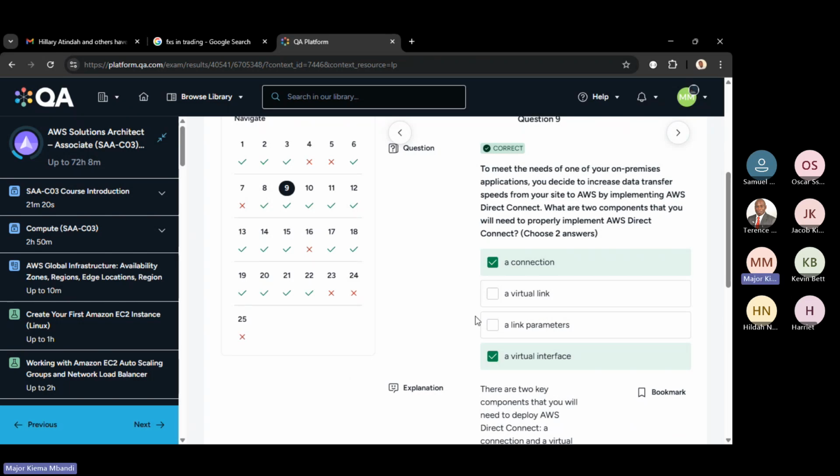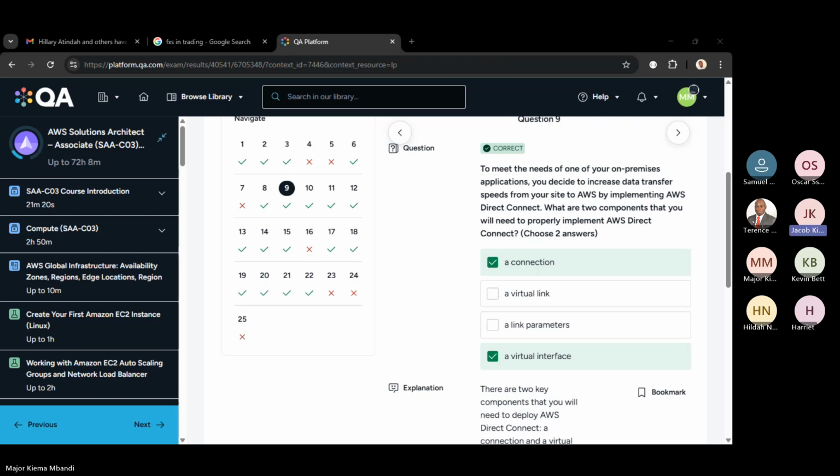Okay, this is true. Maybe someone else can read this one briefly. Okay, I can read that. To meet the needs of one of your on-premise applications, you decided to increase the data transfer speeds from your site to AWS by implementing AWS Direct Connect. What two components do you need to properly implement AWS Direct Connect? Choose two. The right answers are a connection and a virtual interface.